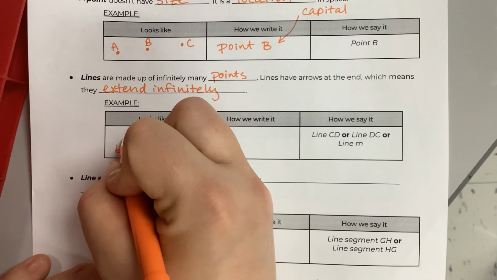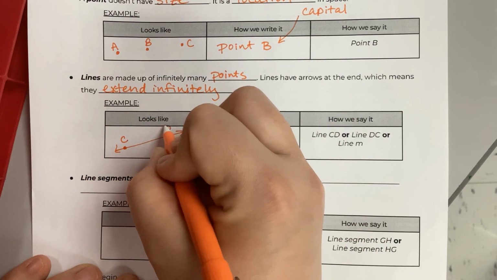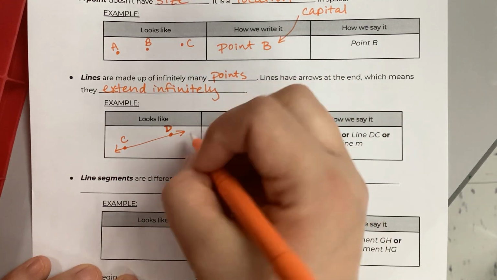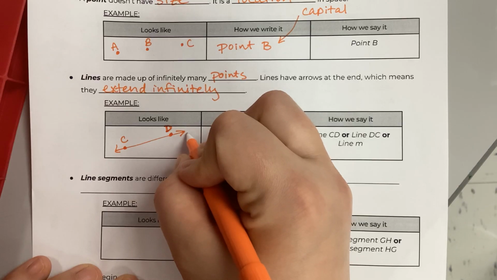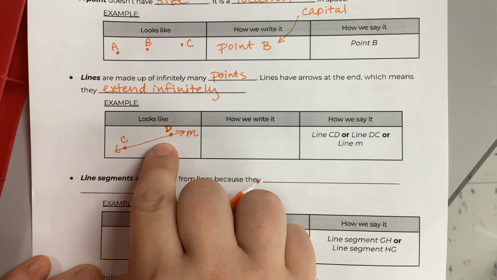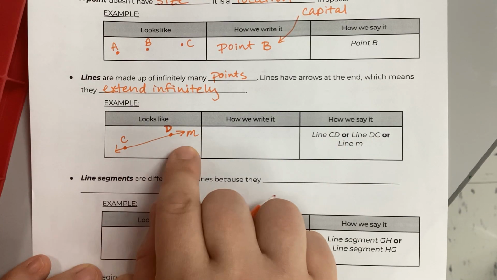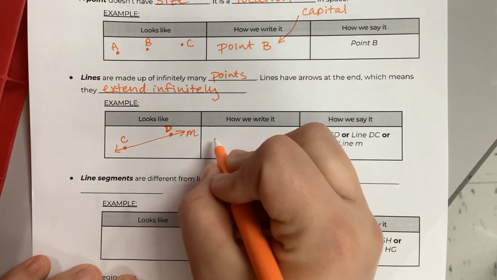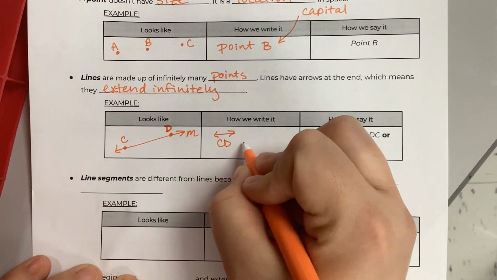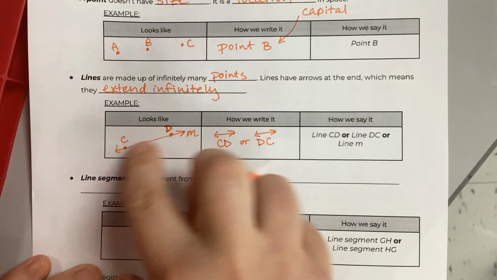All right, so let's say we have this picture, and I'm only going to reference 2 points on the line. We only need 2 to know where our line goes. So let's say points C and D. And you could also use a single lowercase cursive letter to talk about the same line. All right, so we have a variety in what we could call or how we could name the lines. So for this line, we could call it line CD or line DC. The order can go either way.